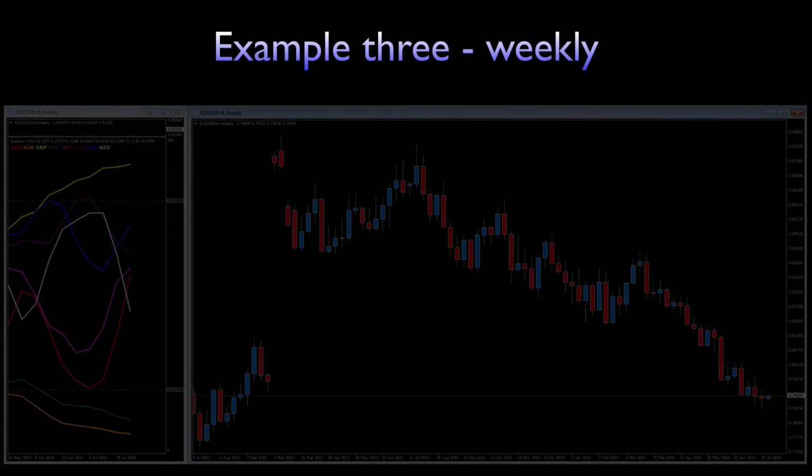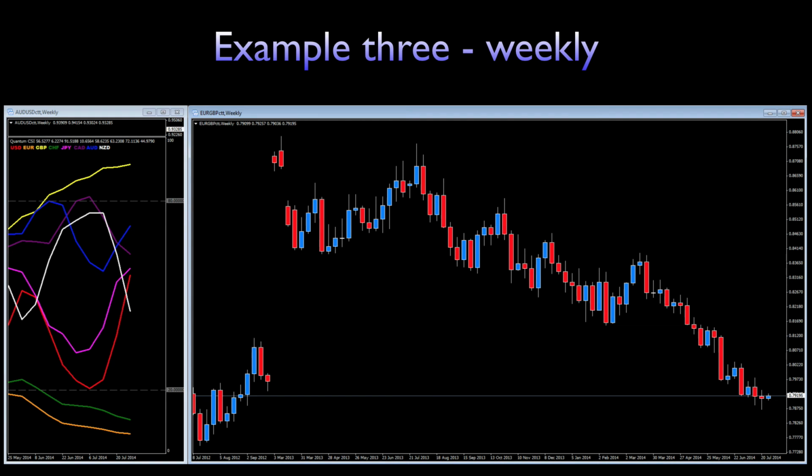Finally, moving to the euro pound, you can see here on the weekly chart that the euro pound's been heavily bearish for some considerable time, and we're now looking for a potential reversal in that particular trend. The pound is heavily overbought, the yellow line, and equally the euro, the orange line, is heavily oversold. So here we're looking for a buy order for that particular currency pair.